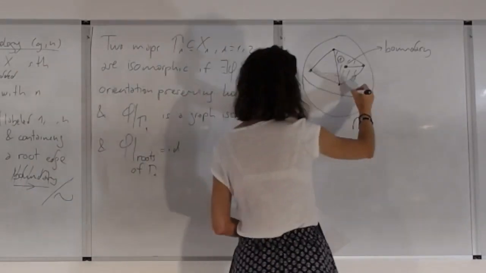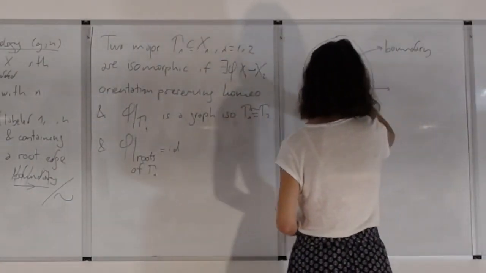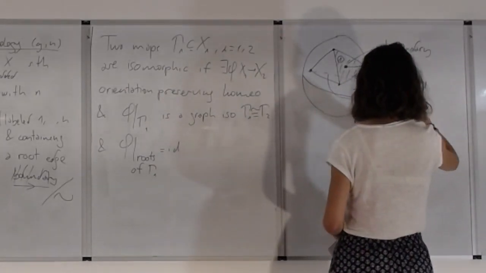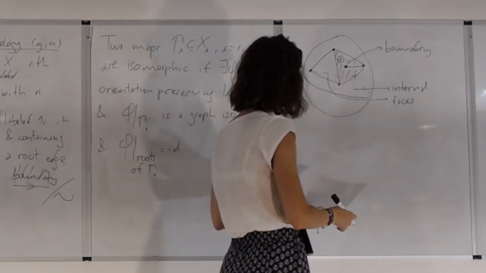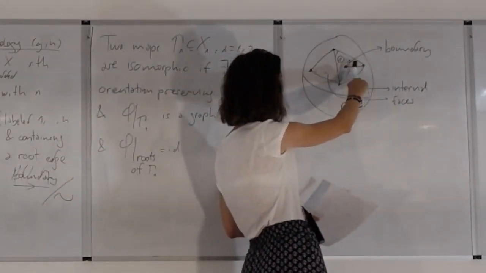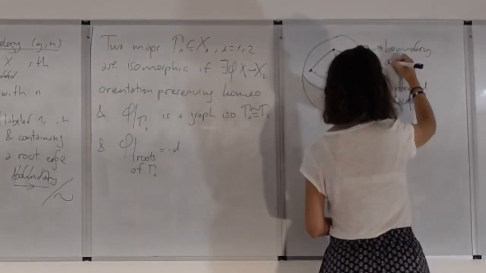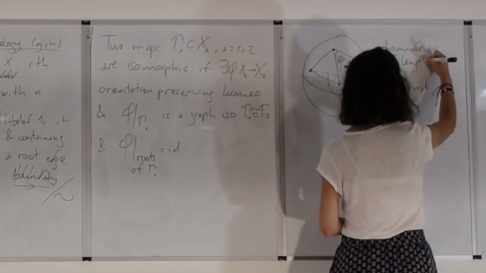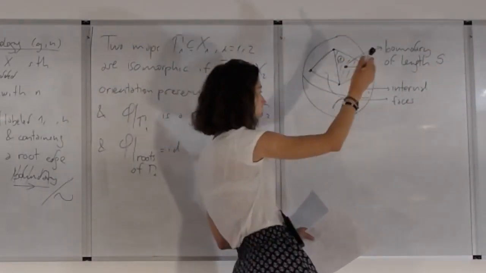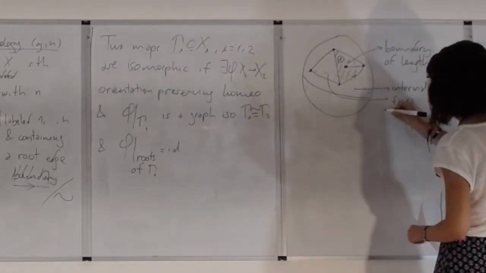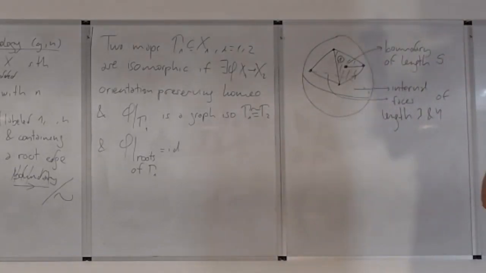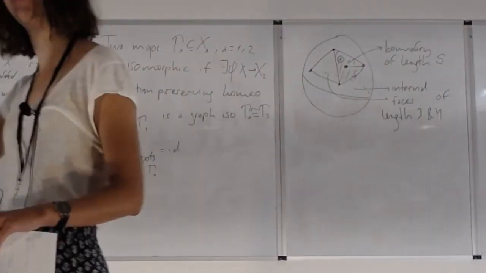And these other two faces are called internal faces. And the boundary is of length 1, 2, 3, 4, 5. And the internal faces are of length 3 and 4. I don't understand. Yes, very good. This is what the examples are for, for people to tell me, I don't understand.